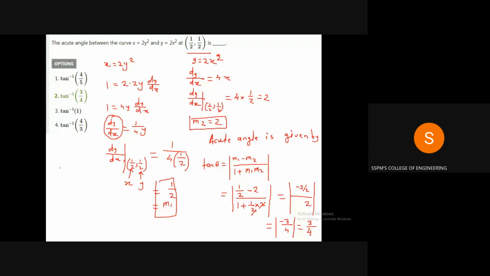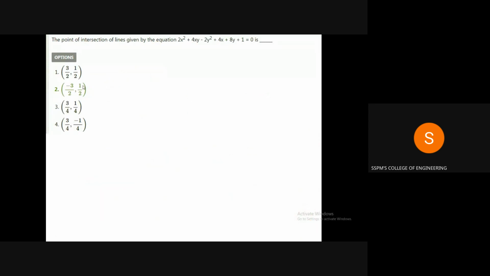So we have tangent of theta is equal to 3 by 4. Therefore theta is equal to what? We have to find the acute angle. So theta will be tan inverse of 3 by 4. Okay, so this will be the correct answer. Theta will be tan inverse of 3 by 4. Next question.